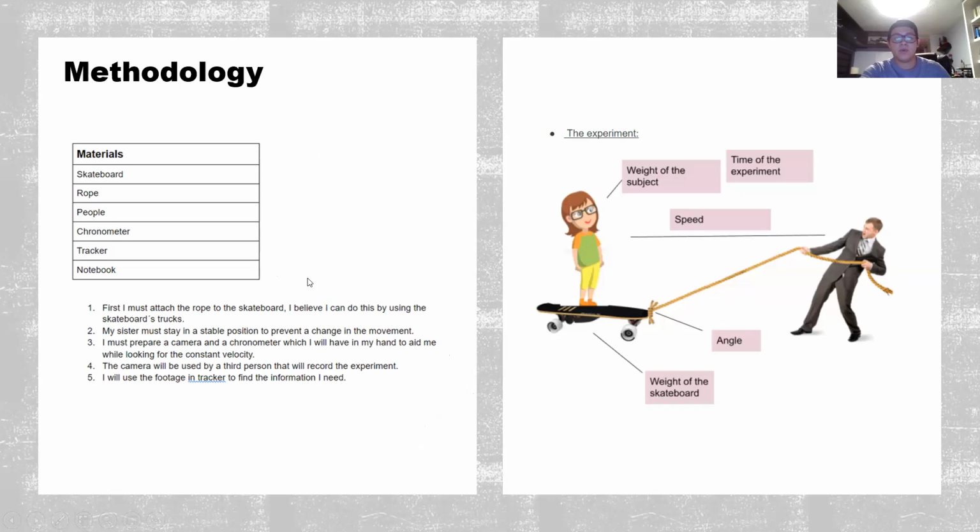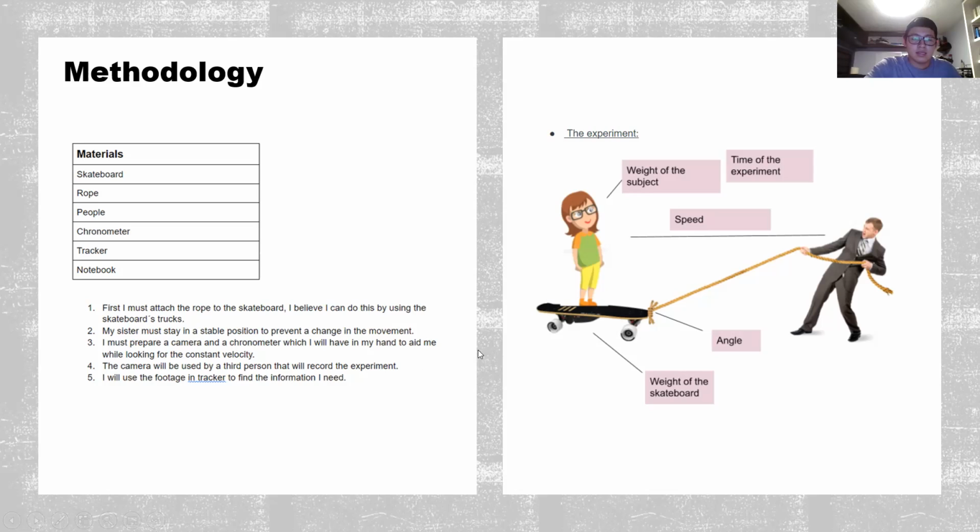So the materials that we used were based off this image. I used the skateboard, a rope, people, a chronometer, so that my mother could check the time it took for me to go from one place to another, and that way it also helped me correct the pace that I was going. Tracker, because Tracker helped me achieve every single aspect of data that I had to get, and a notebook, of course, because a notebook is really important in everyday life in case I miss something.